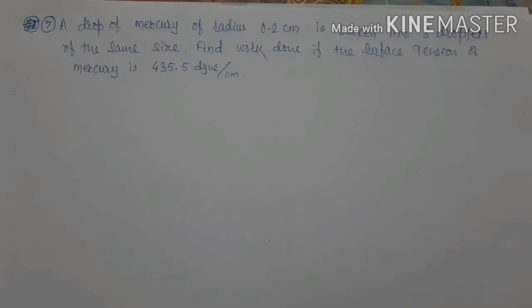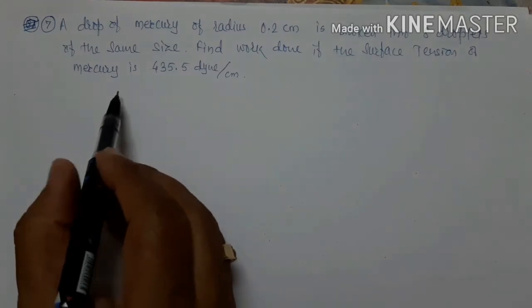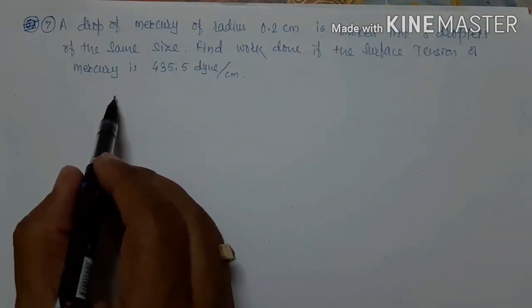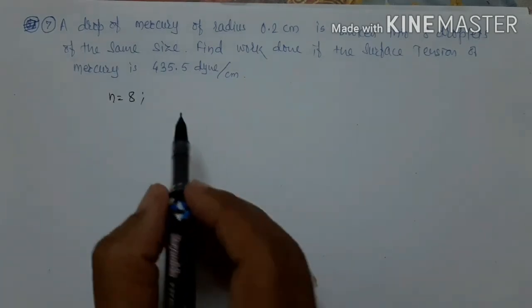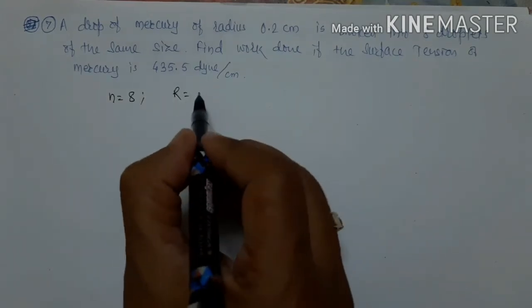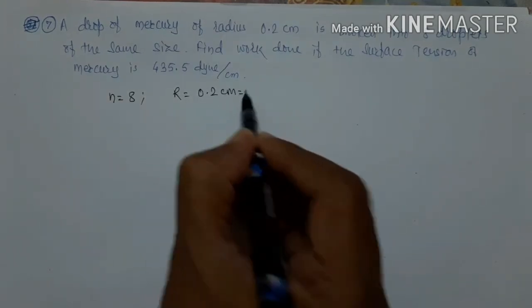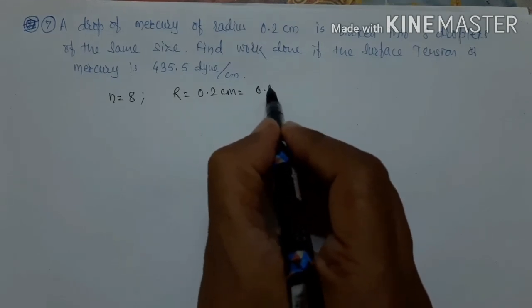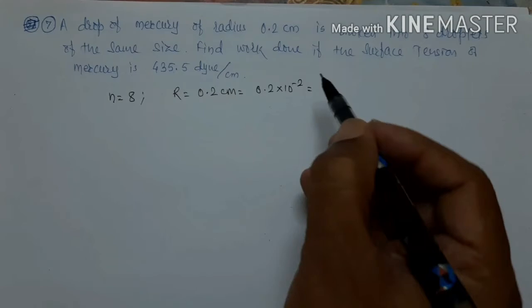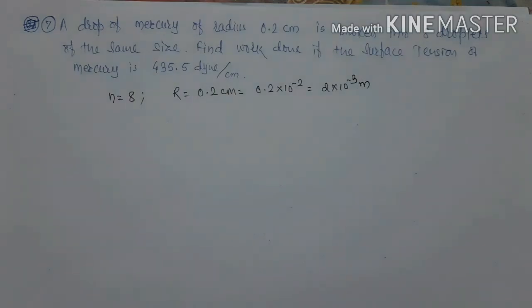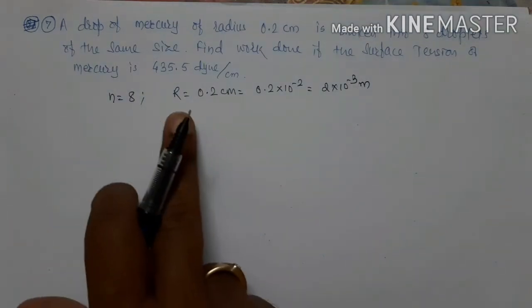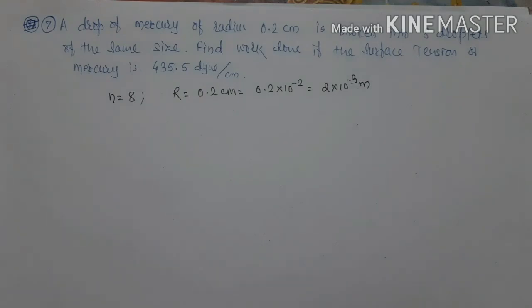Drop of mercury of radius 0.2 centimeter is broken into 8 droplets. Here n is equal to 8 and a single drop is of 0.2 centimeter, means it is 0.2 into 10 to the power of minus 2 meter, that is 2 into 10 to the power of minus 3 meter. This is the radius of a drop. This drop is broken into 8 droplets.